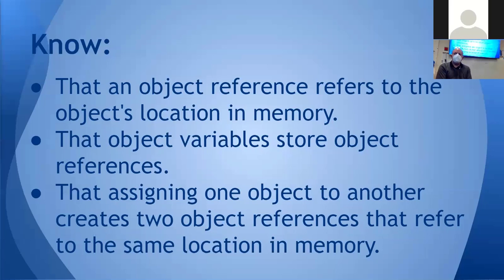And an object reference refers to an object's location in memory. It's kind of like a pointer to where in memory that object's data is being stored. Also know that object variables store object references. This is different than what you'd see in C and C++, where you can actually store object variables directly. You don't have to go through a reference, but in Java you have to.